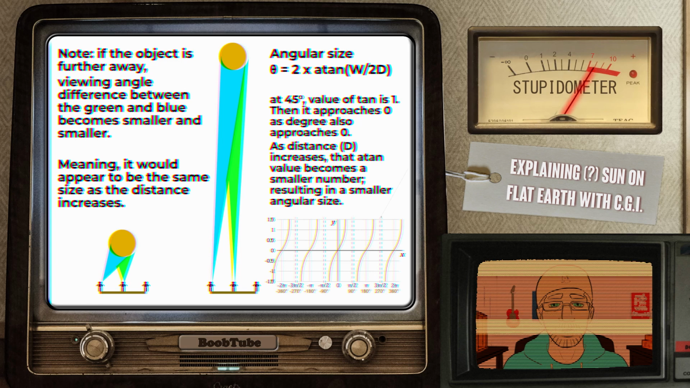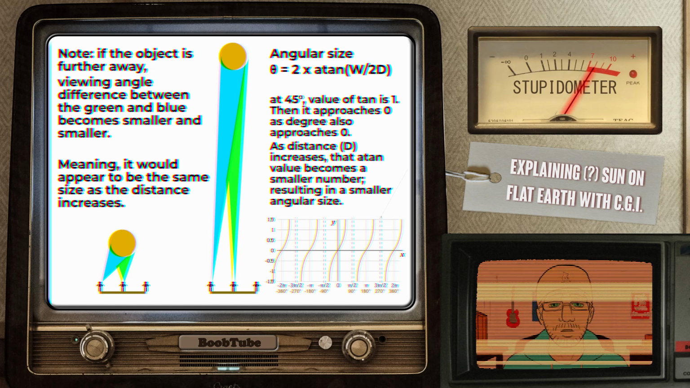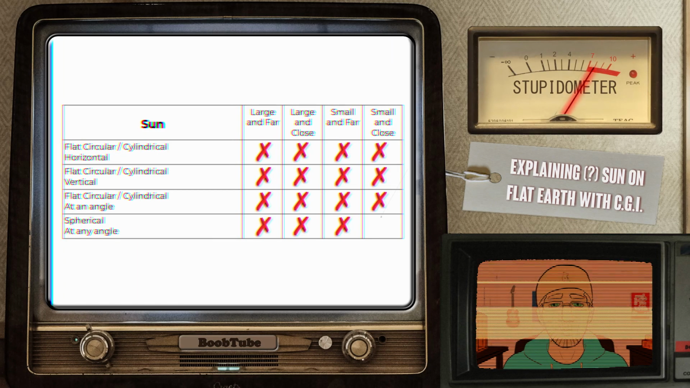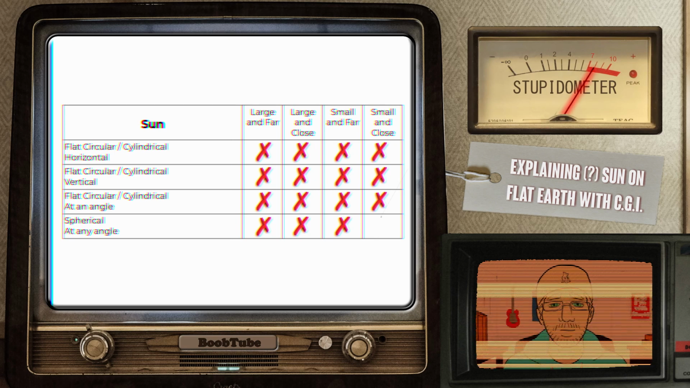Simple Pythagoras would show us how the difference in distance between the sun and those three observers becomes closer and closer as the sun moves away. That leaves us with only one option remaining. This is on a flat Earth, a sun being small and close by.